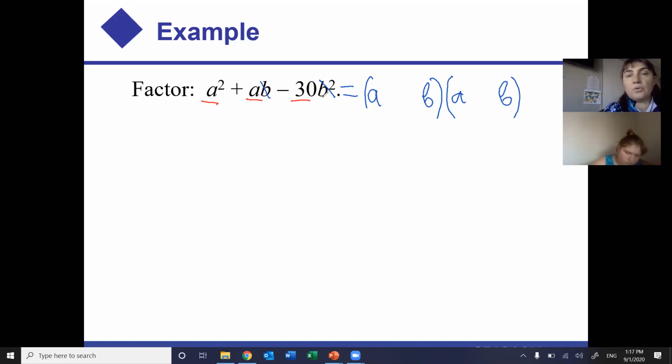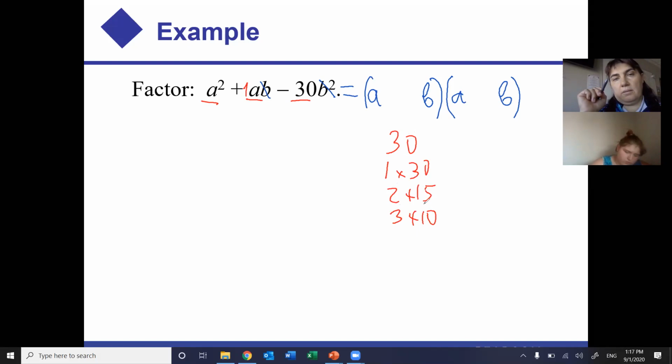So after you do this, look for the numbers. Which two numbers multiplied give you negative 30, and when you add them together give you 1, because here the number is positive 1. Let's think. Okay, 30. How can we make 30? 1 times 30, which is no problem, obviously. 2 times 15. 3 times 10. Is there anything else? Oh, 4 times... 5 times 6. Oh, 6 times 5.